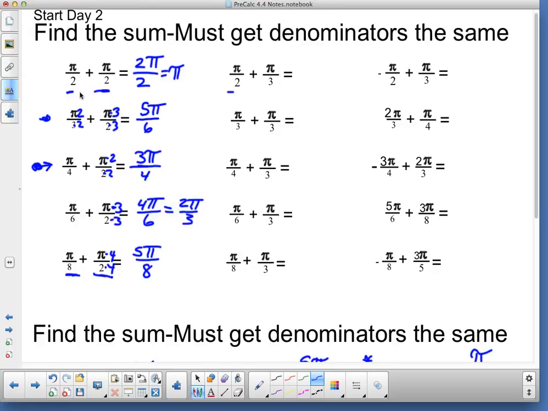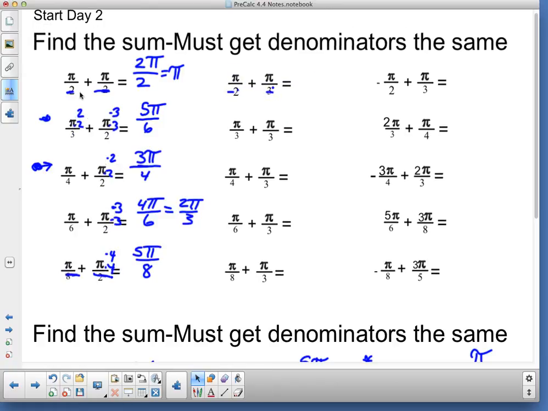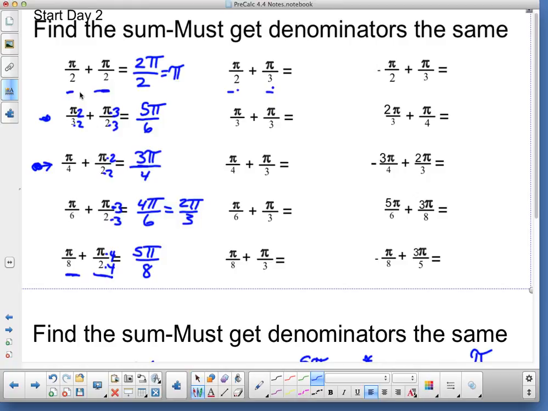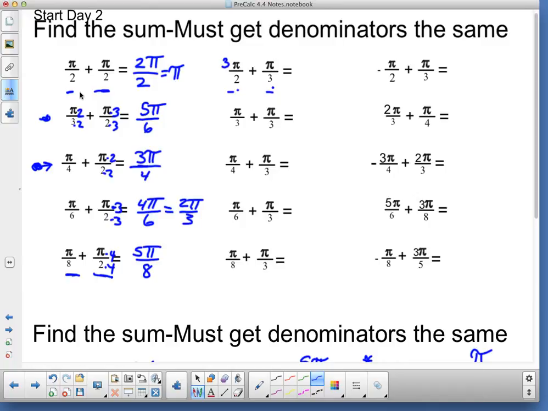Now, next, back to 2 and 3, and a likelihood of 6 being there. So when I'm looking at this problem right here, I've got pi over 2 and pi over 3. So I got 3 pi over 6 and 2 pi over 6. Multiplying top and bottom by 2, top and bottom by 3, so I got 5 pi over 6.